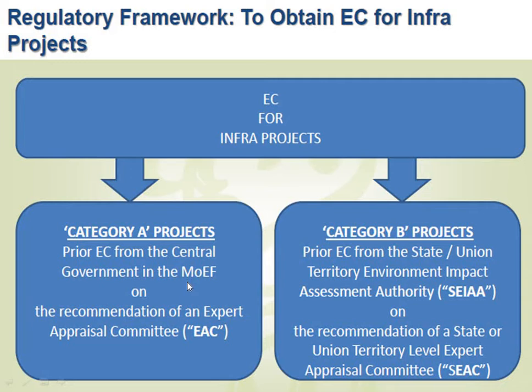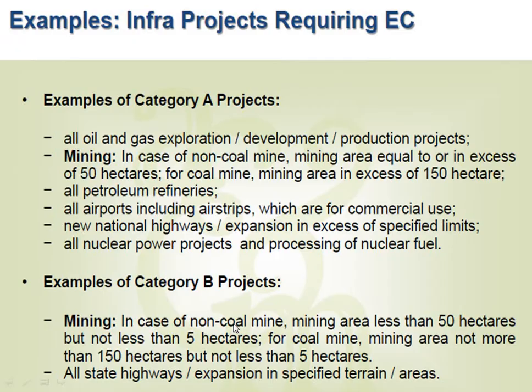Category B means detailed category. You will see the categories: a list of projects for which details are not required, and details required for Category B projects. We will see that Category A projects include oil and gas exploration, mining, coal mines, airports, national highways and things like that. So these are the categories.